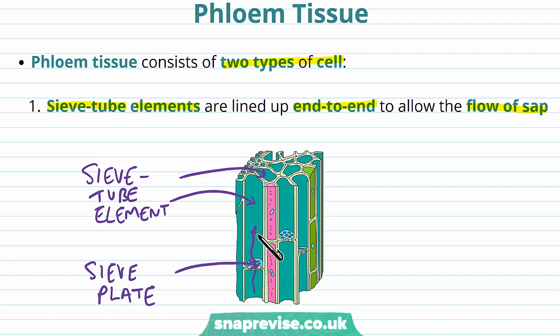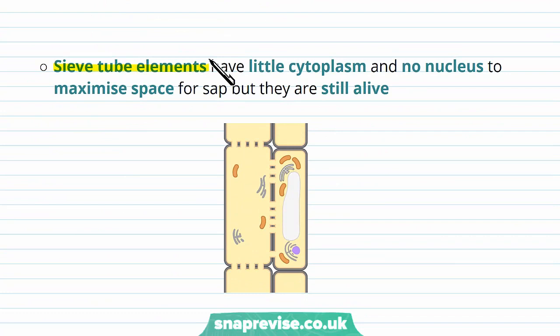The sieve tube elements, as we mentioned, are a type of cell, but they're slightly different than most cells. They have very little cytoplasm and very few organelles, and they don't have a nucleus anymore. The reason for this is that it provides more space for the sap to flow, but they are still a living cell. This is in contrast to xylem, which was a dead cell.